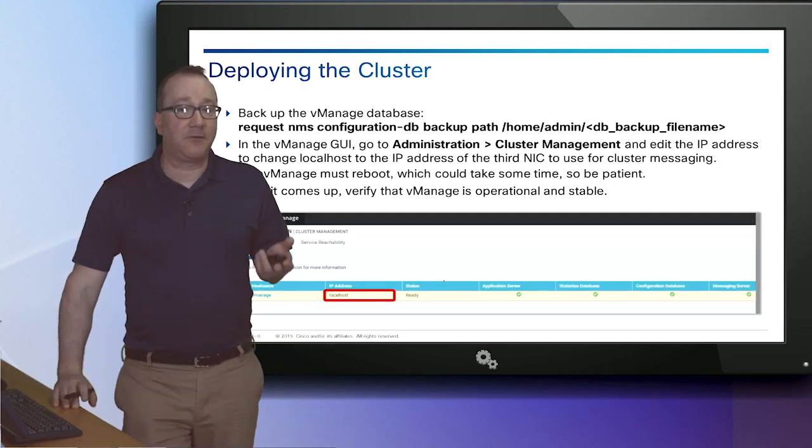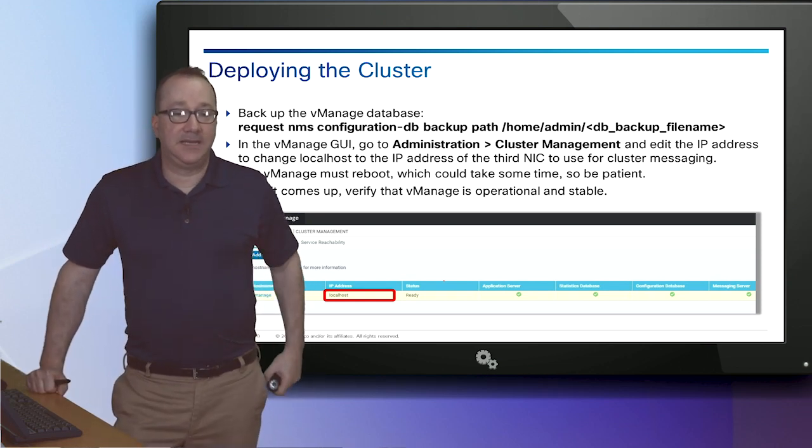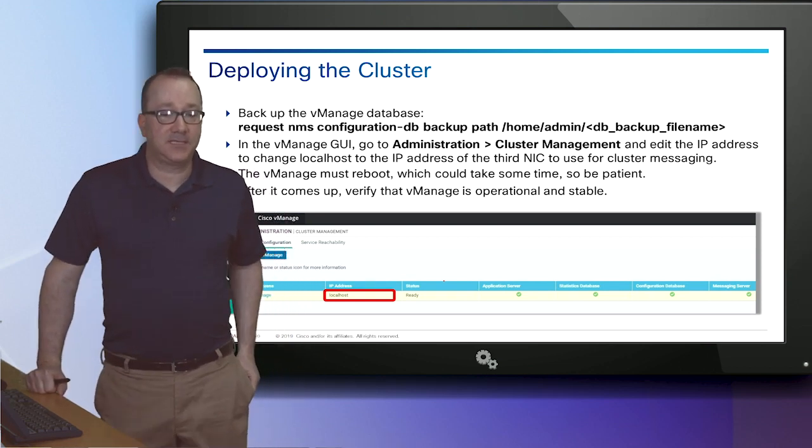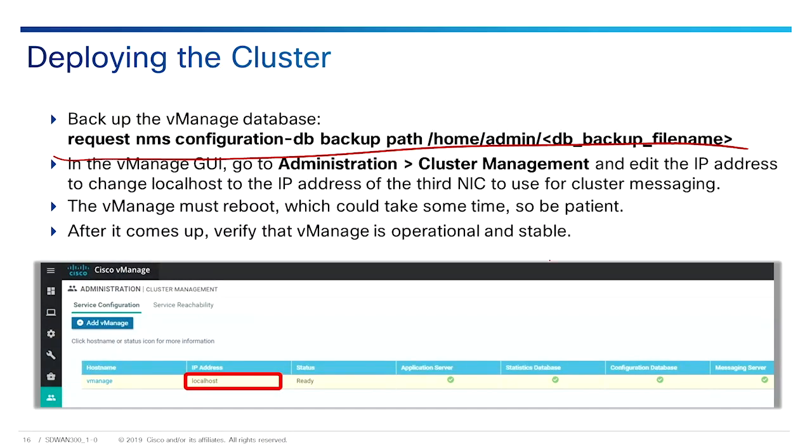So how do we deploy all these servers in a cluster? Well, it's pretty straightforward. We're going to back up the database with the following command: request nms configuration-db backup. We're going to add the third NIC. We're not going to use DHCP. This third NIC is going to be used for the cluster messaging between the devices within VPN 0 and for nothing else. For vManage to detect the new interface, the device must be rebooted, and then configure the device and verify.